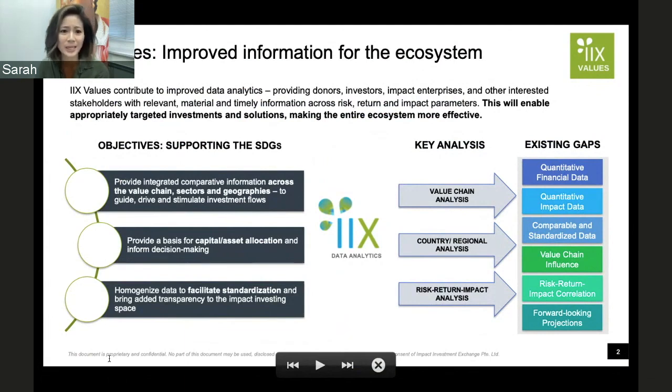So I don't want to take up any more time. I know we ran quite late today, but we will be sharing more about IIX Values as we go on and how IIX has found a solution to impact measurement, especially during COVID and the pandemic. So stay tuned for that, and we'll share more information there.